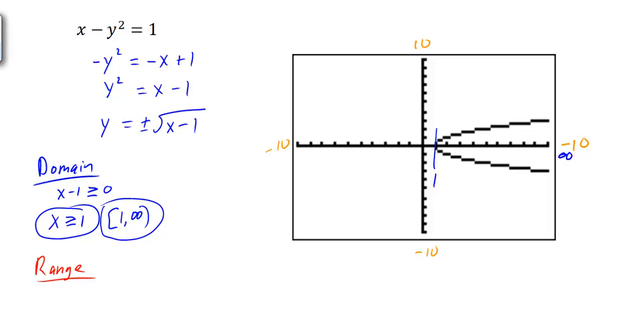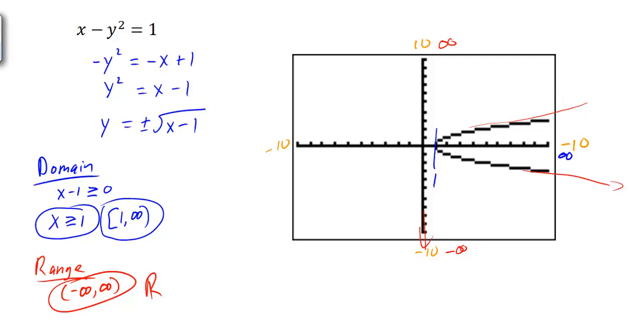Now, what about the range? If we go down here on the y-axis, what's the smallest value we get to? Well, if we notice, the graph curves here and it's constantly going down, so it's going to go down to negative infinity. And then the top part of the graph is constantly increasing, so it's going to continue to go to positive infinity. So our range would be negative infinity to infinity. Or we could simply say it's all real numbers.